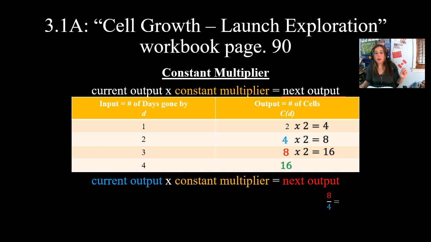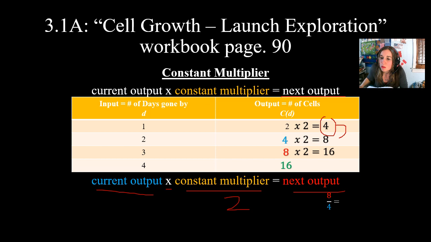We are going from our current output times our constant multiplier of 2 to get our next output, right? If our current output is 4, we multiply it by 2, we get our next output of 8. If our current output is 8, we multiply by 2 to get to 16, right? That's what we're doing here.